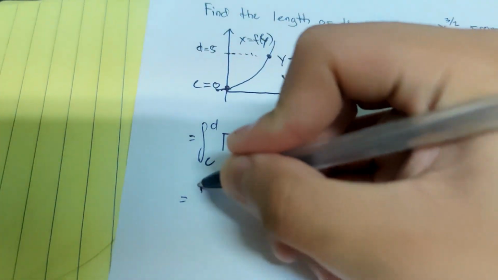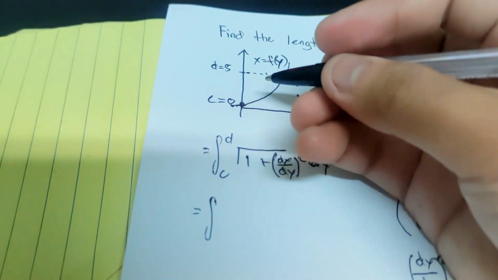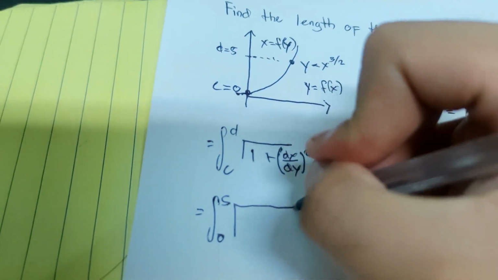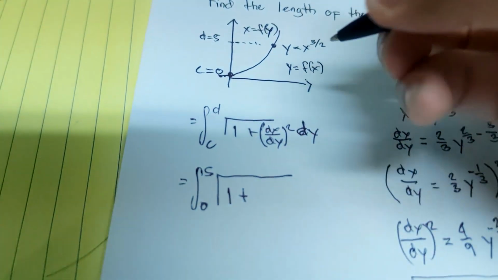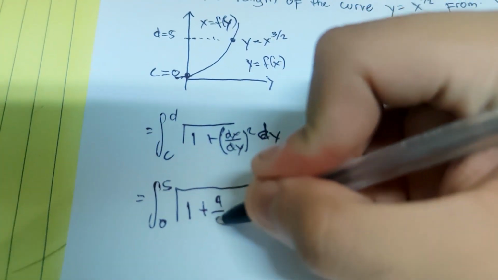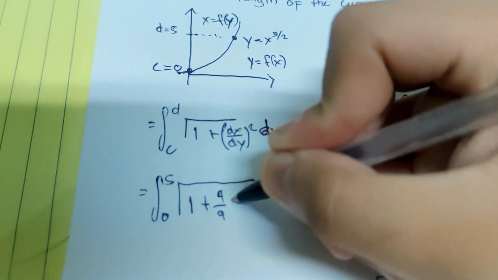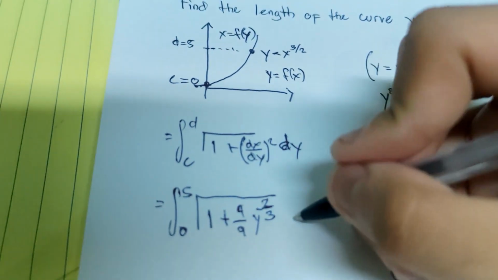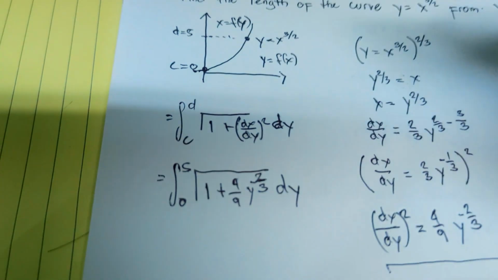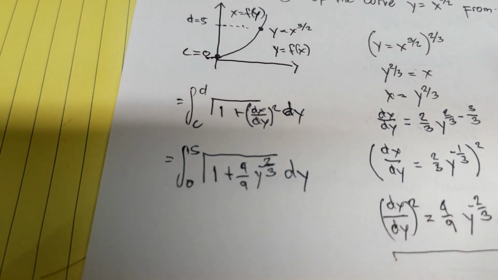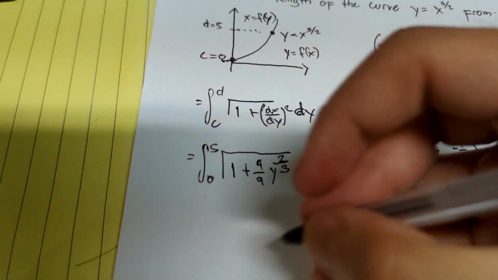So integral with limits of 0 to 5, square root of 1 plus our dx/dy squared, which will be 4/9 y raised to negative 2/3, with respect to y. So now we can solve this.